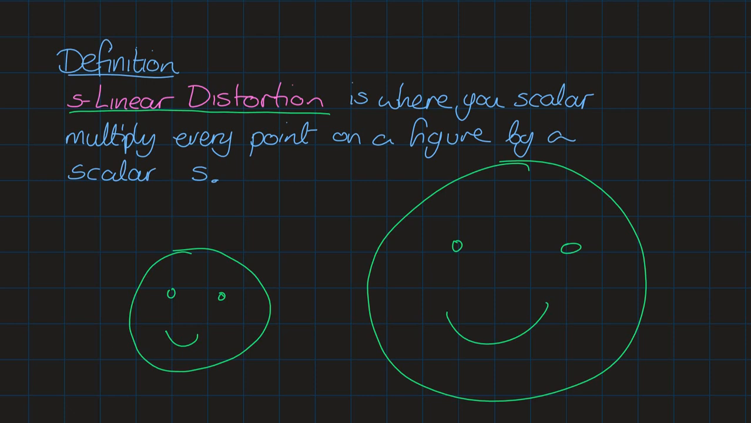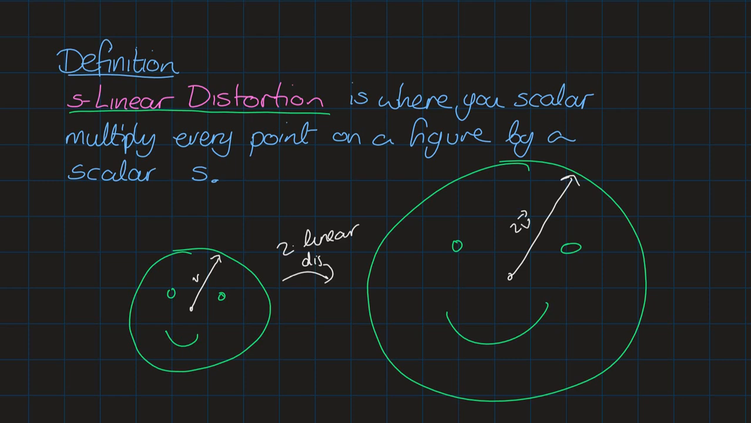So technically the mathematical way of thinking about this is you imagine every point on your figure is like a vector, where there's some origin, and then you just multiply. So if this is maybe a 2 linear distortion, then this vector goes to twice the vector. That's a 2 linear distortion.